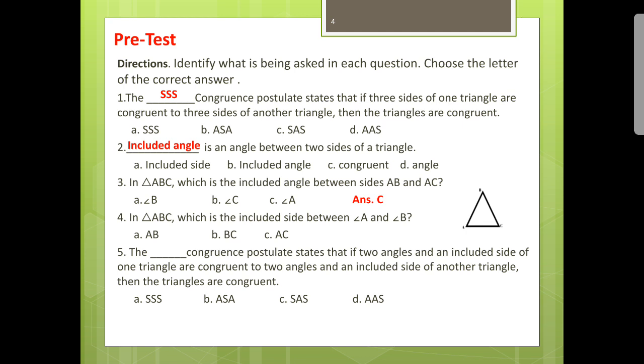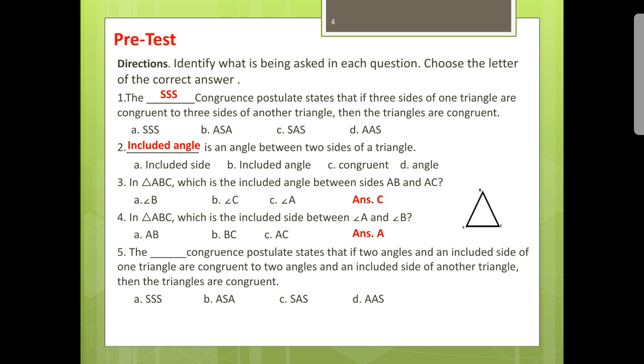Number 4, in triangle ABC, which is the included side between angle A and angle B. Again, you can refer to the given figure of triangle ABC on the right side. Letter A, side AB, letter B, side BC, or letter C, side AC. So number 4, the answer is side AB, and that is letter A.